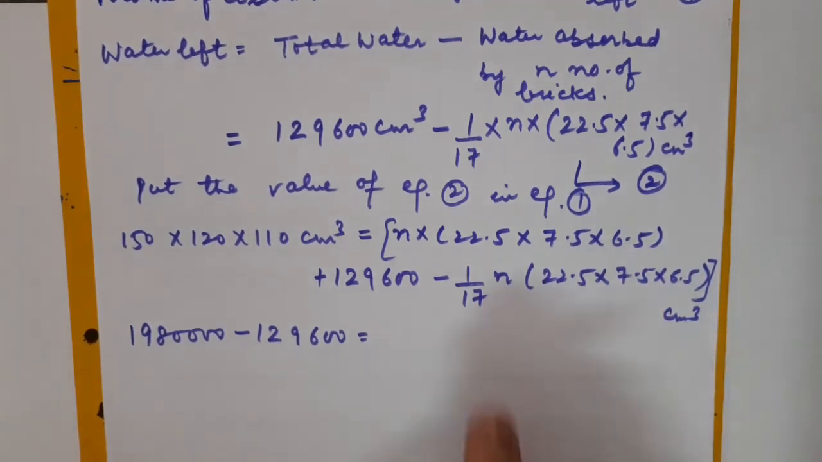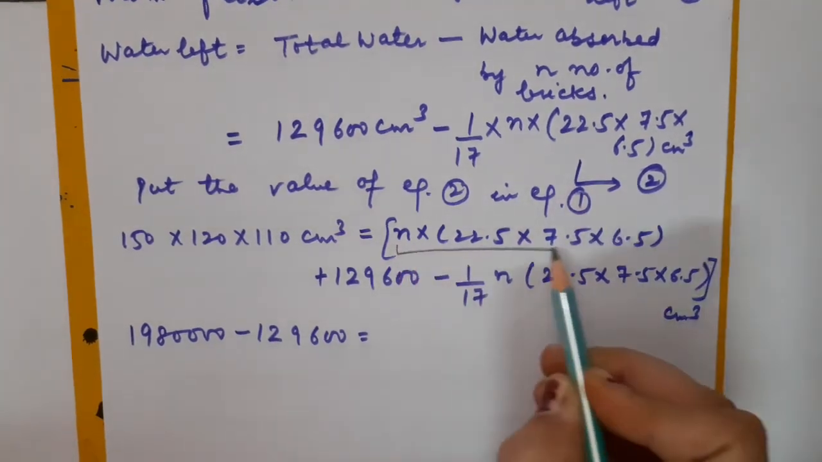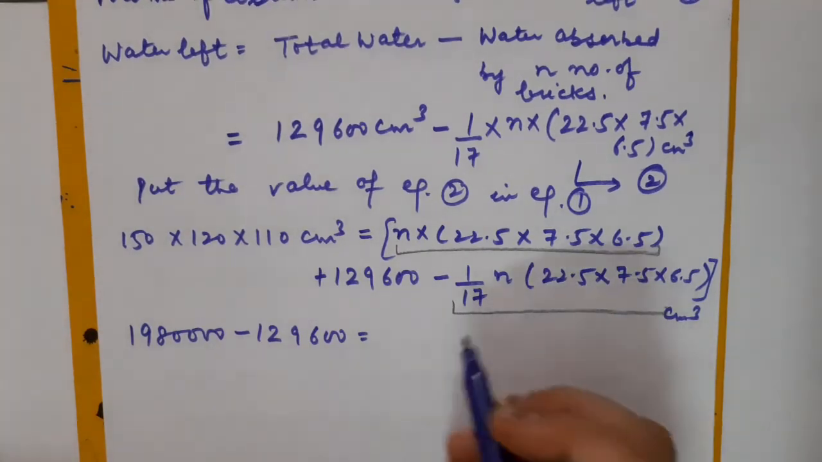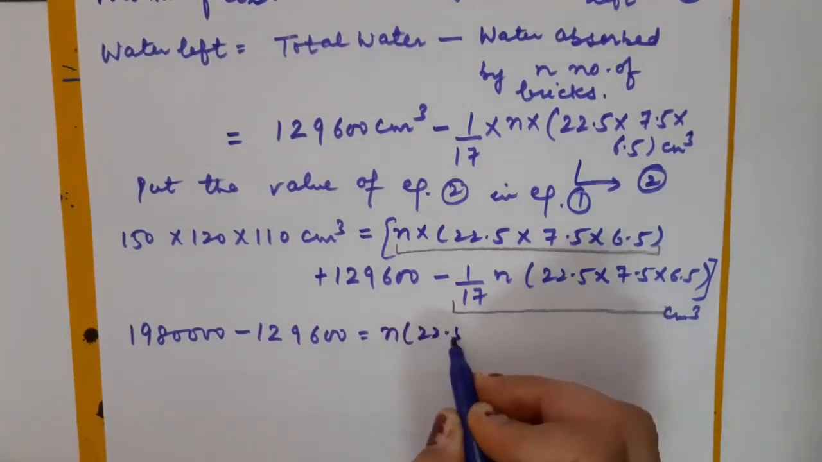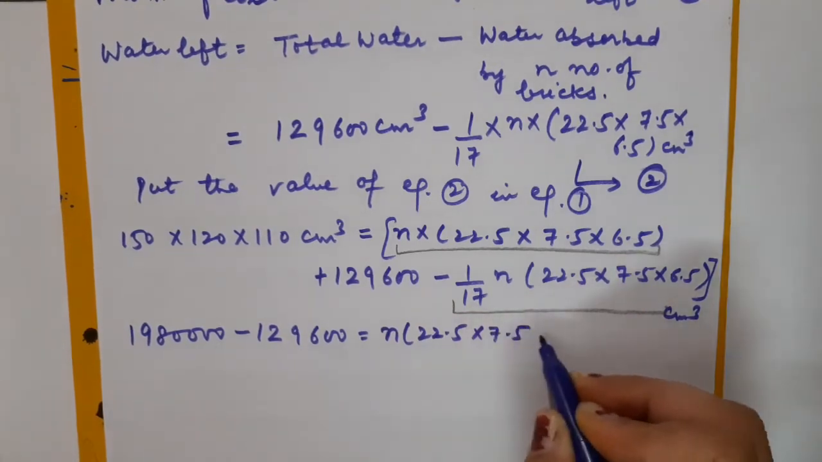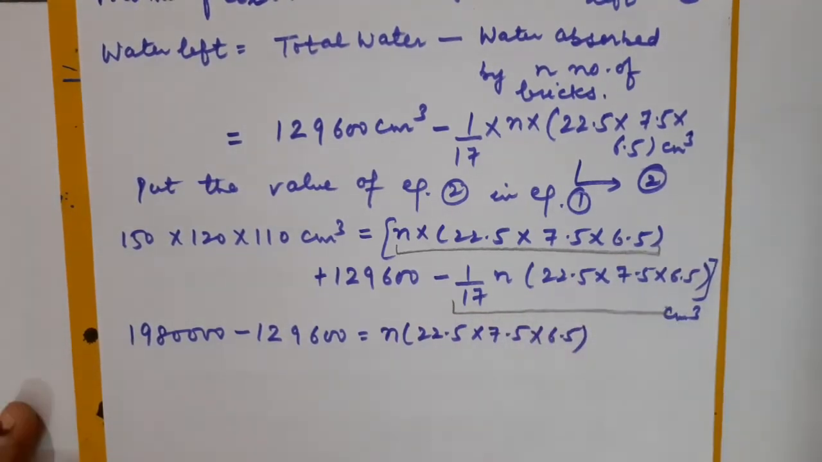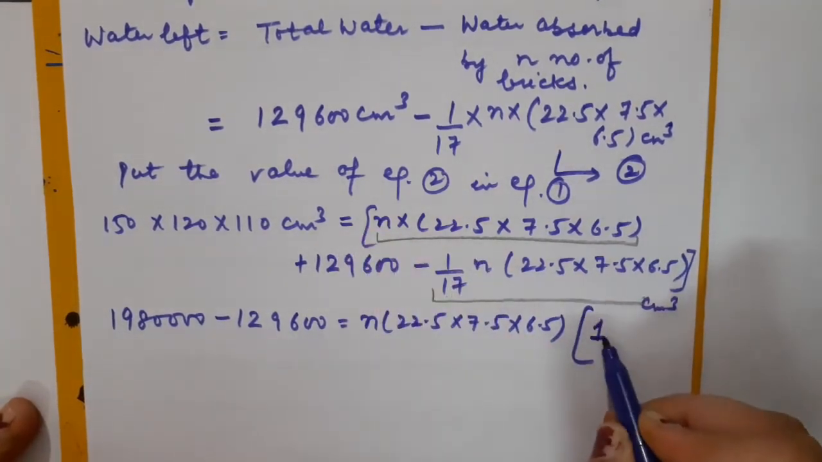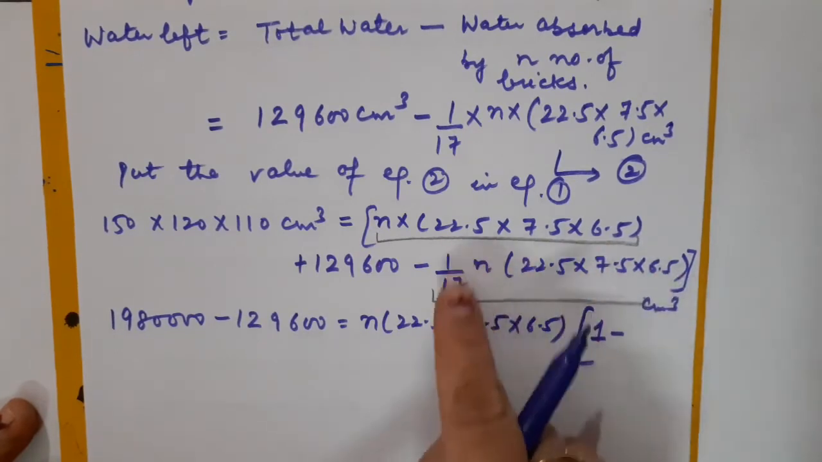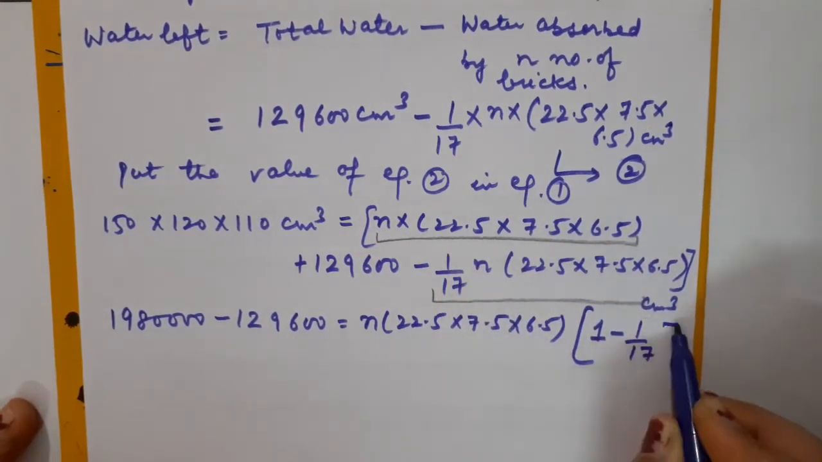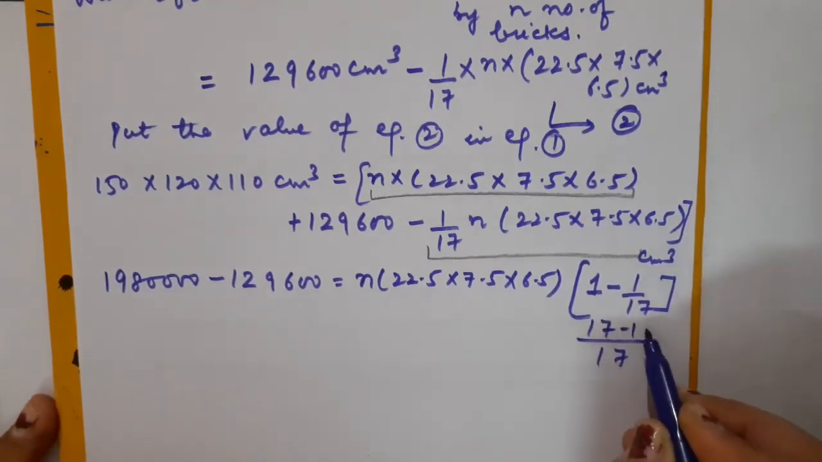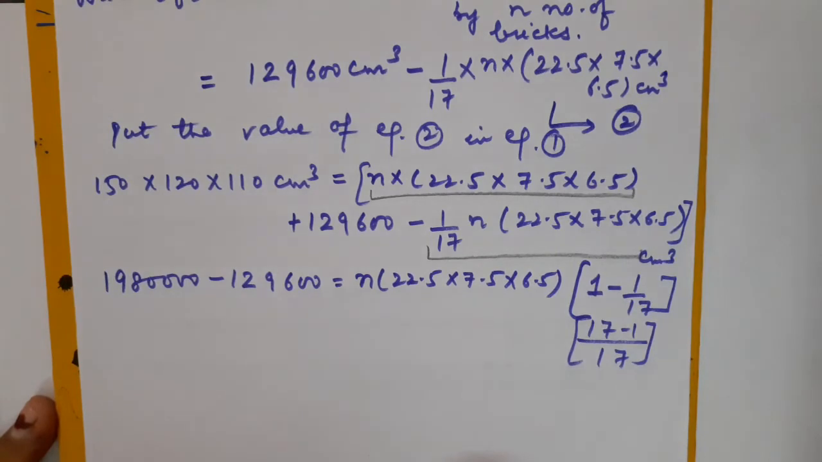So you can see, children, in these two terms, what is common? Let us take it as common. I am going to take n into 22.5 into 7.5 into 6.5 as common. So what is left inside it? Here with n the numerical coefficient is 1, and here with this complete expression the numerical coefficient is 1/17. Correct? So let us take 17 as LCM. It would be 17 minus 1, that is 16 by 17.